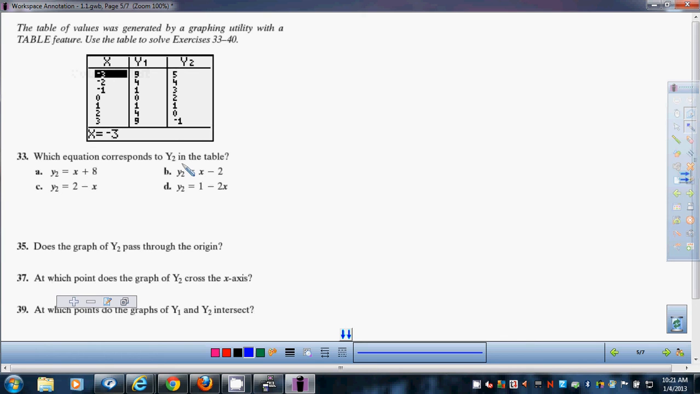The origin, the point 0, 0. If this was my x and y chart, the point 0, 0 is not on it. Now, if it said y1, it would be, but it didn't.